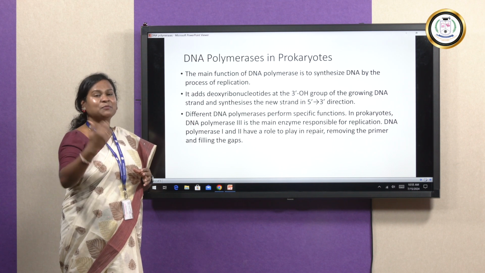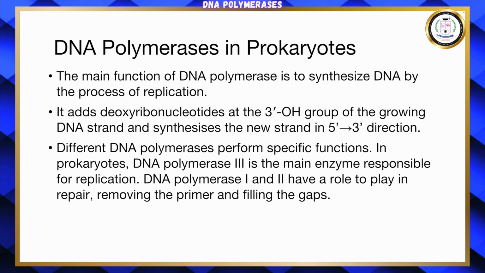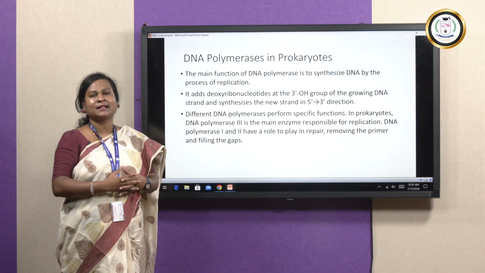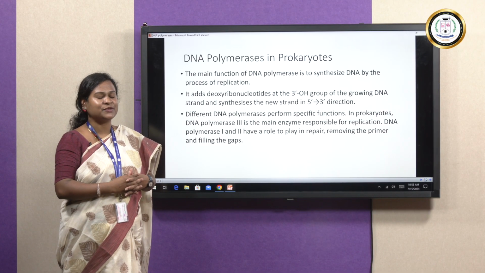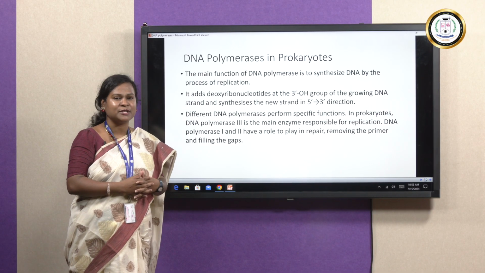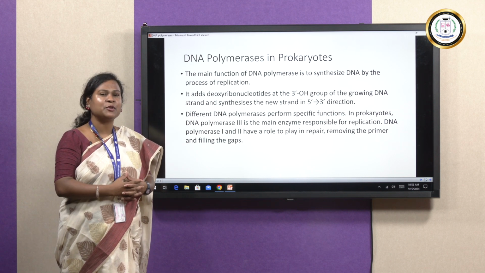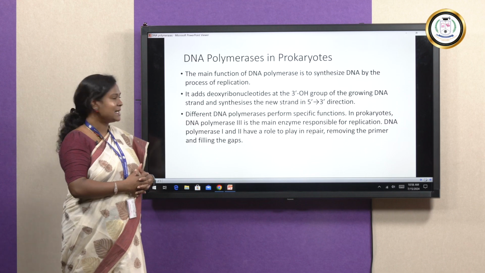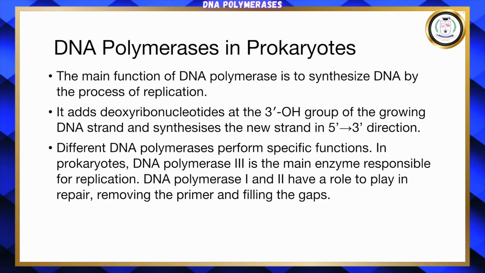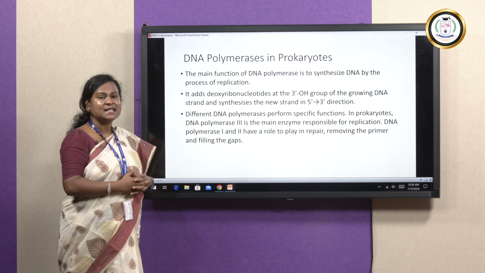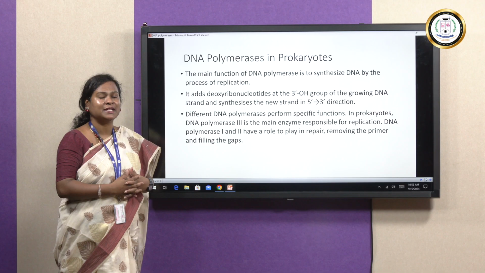So DNA polymerase plays a predominant role in making sure that the DNA nucleotides are added according to the template strand. There are different DNA polymerases. Prokaryotic polymerases are broadly categorized into 5 different types, out of which the first 3 play a very predominant role, and DNA polymerase 3 has a very predominant role in the process of replication. The other 2 have an important role in repair, removal of the primers and resealing the gaps. This is with respect to prokaryotic DNA.